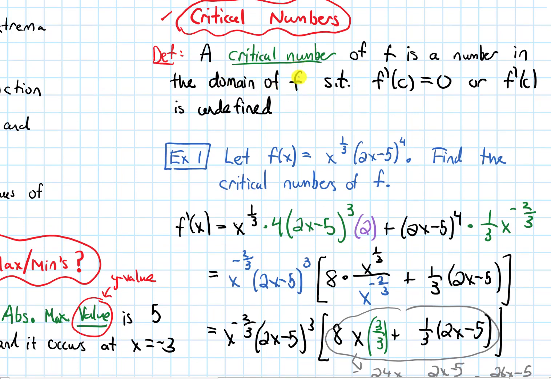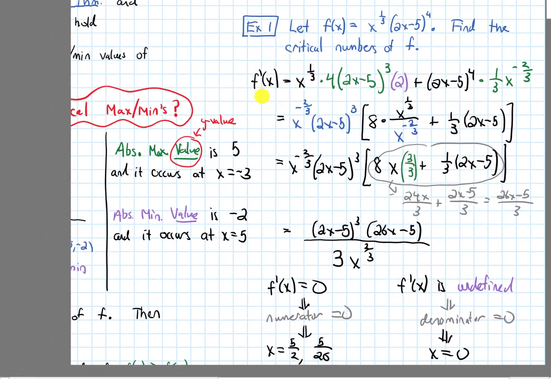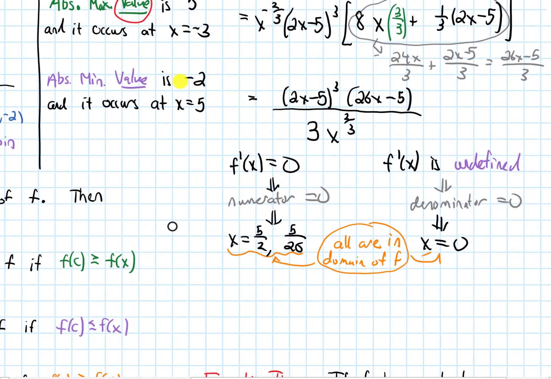That is really important. So if I look at this original function f, I have to make sure that these values that I got, so which values did we get? We got 5 halves, 5 over 26, and 0. Do any of those make this function be undefined? Because maybe they make the denominator be 0. And the answer is no, none of them. They're all good. So all of these are in the domain of f. So this one is, as are both of these. Alrighty, so they are all going to be critical numbers.